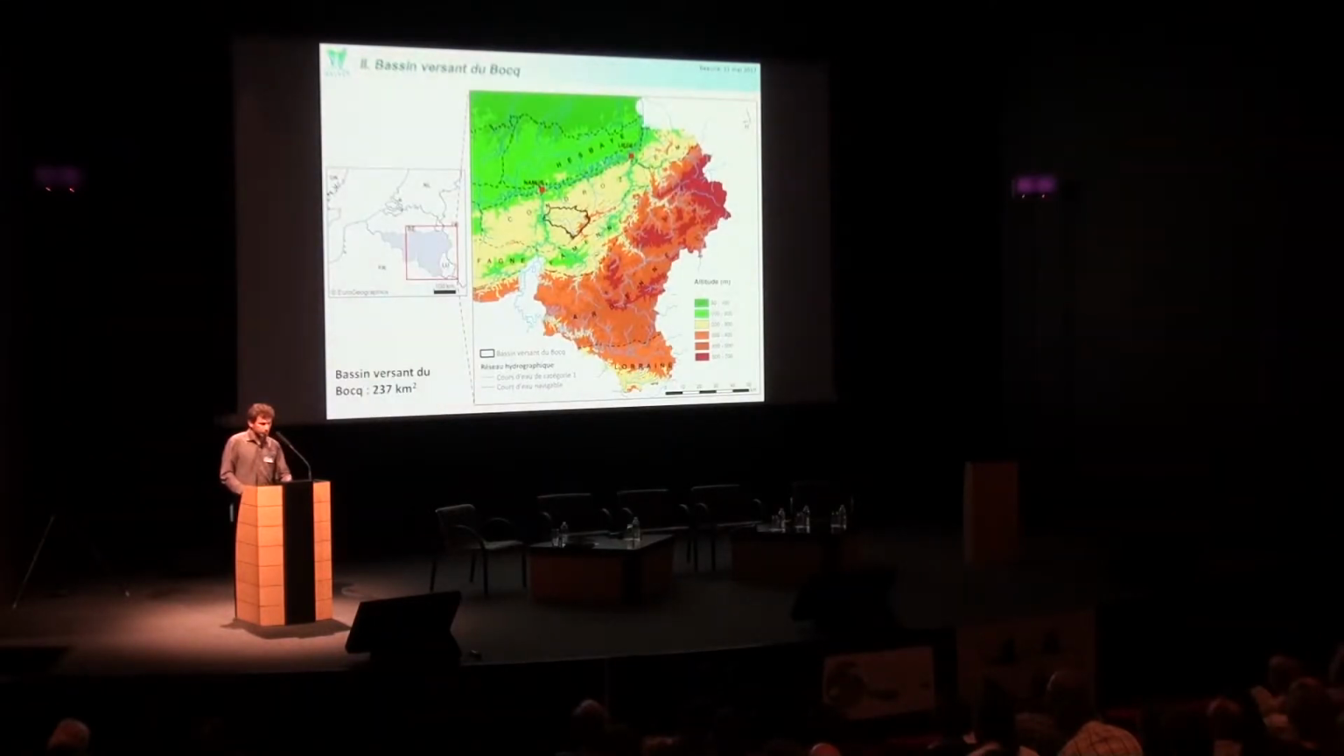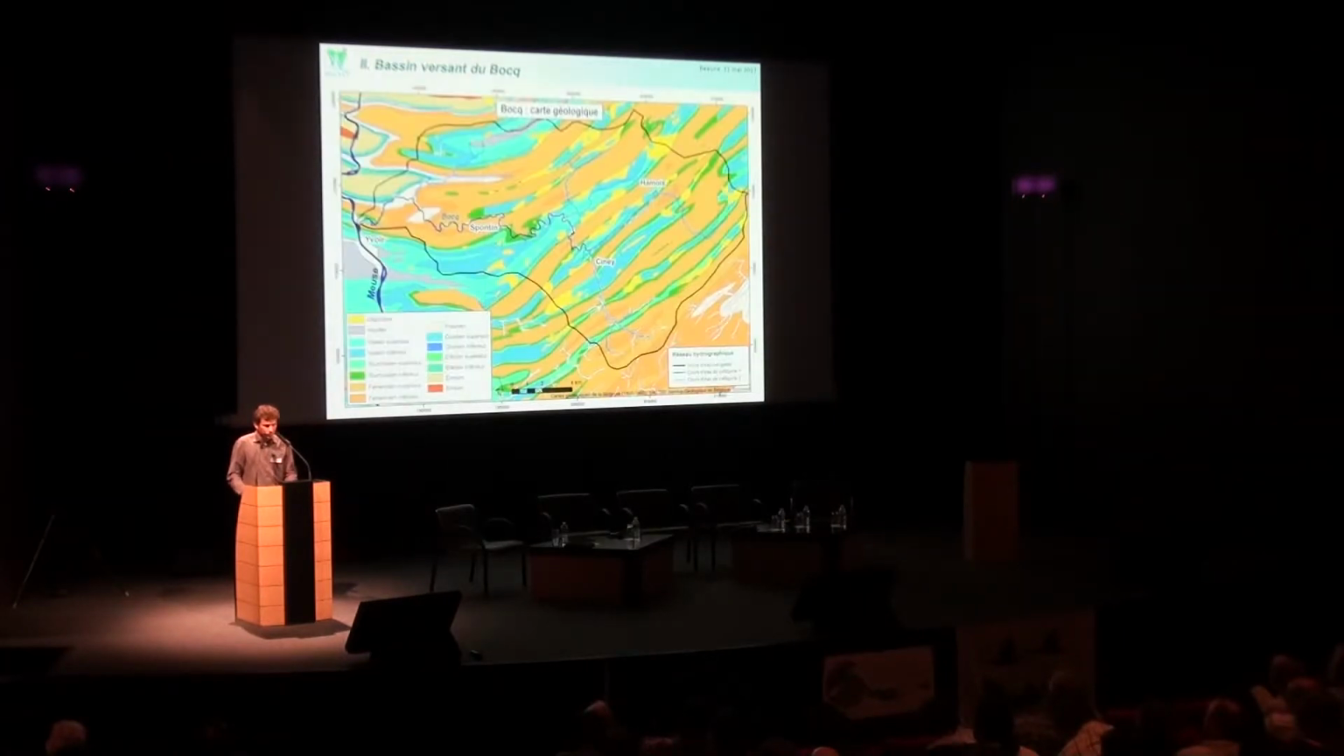Here is a map of the area we worked on. It represents 237 square kilometers. We have the right bank tributary of the Meuse, and we have the Chooz nuclear power plant, and here is the area more specifically we worked on. We are in Condroz. This is the geological map with limestone.